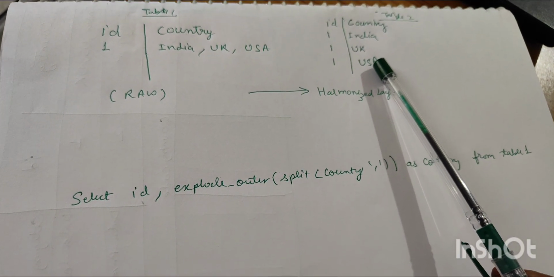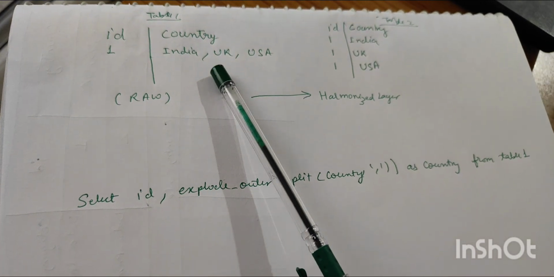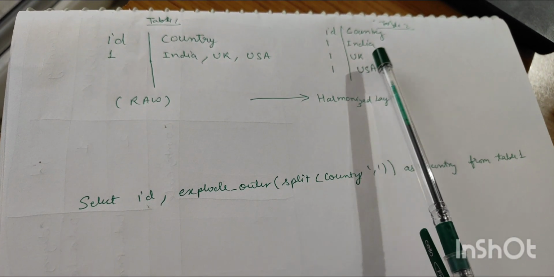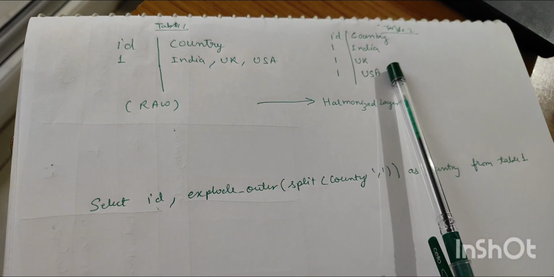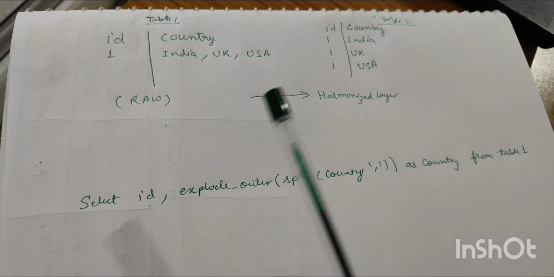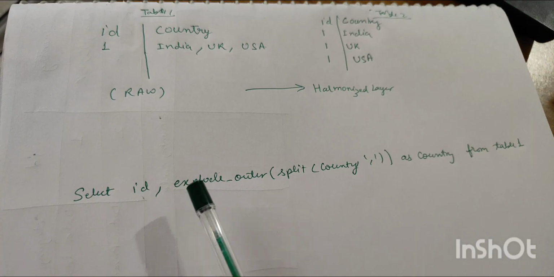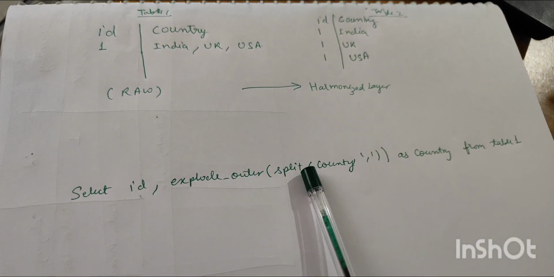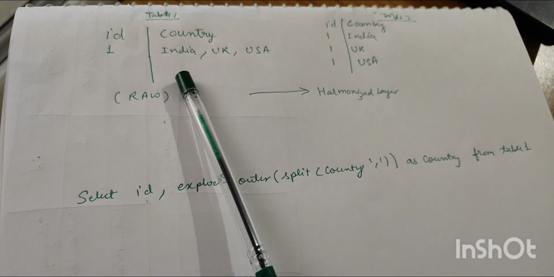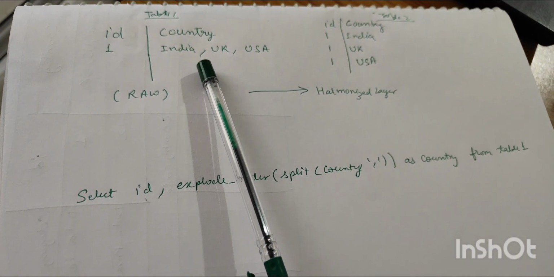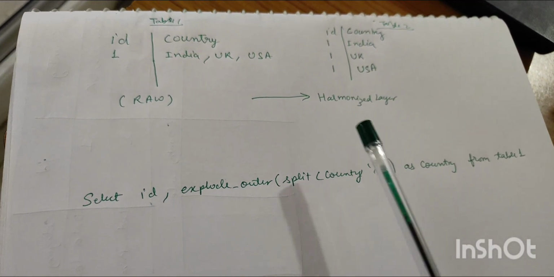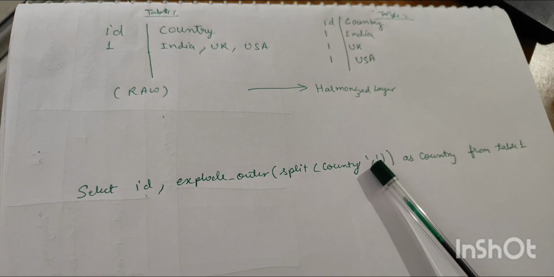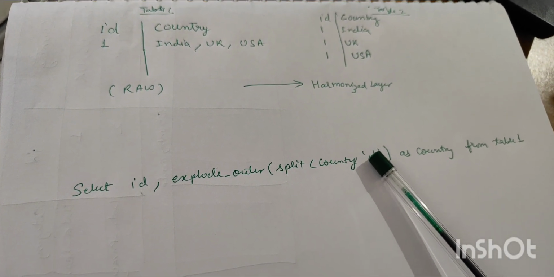So how are you going to validate that whatever country name is present corresponding to each id is present in the harmonized layer? You can do that by using the explode function. So how will you do it? Select id and explode outer split country, because you need to split country that is coming in a comma separated format, and you need to mention the delimiter. Here it is comma, so you can mention it like comma.